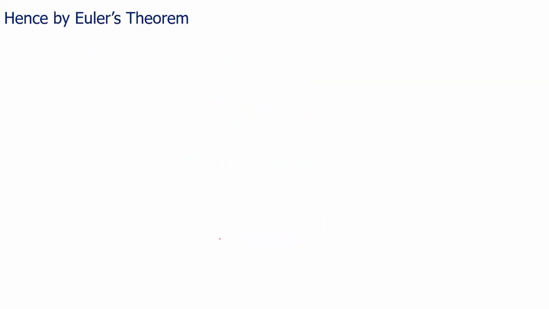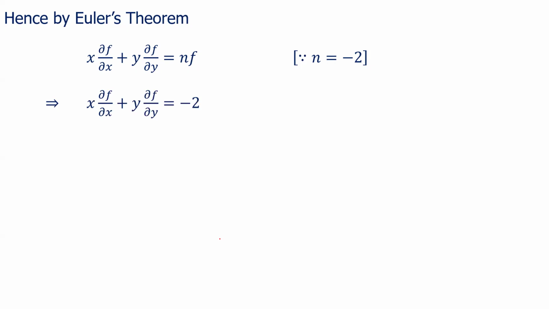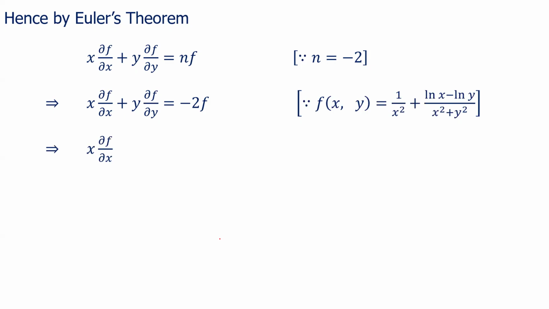Hence by Euler's theorem, x del f del x plus y del f del y equals nf, here n equals minus 2. So we can put x del f del x plus y del f del y equal to minus 2f. But we know what is the value of f? It is 1 upon x square plus log of x minus log of y upon x square plus y square. Sometimes this may be the answer of our question.